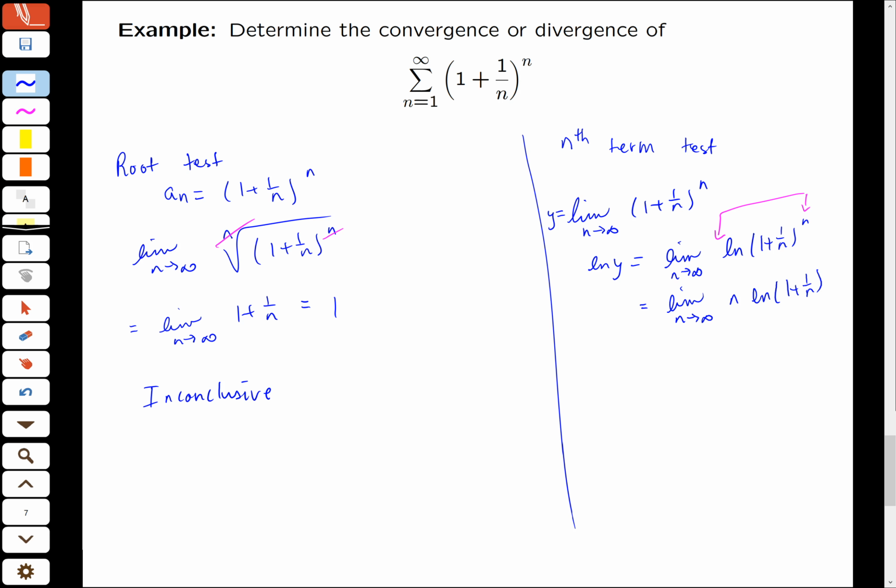And then we're trying to use L'Hopital's rule in this case, so I have to make it into a fraction. So I'm going to take that n and put it in the denominator as 1 over n. Now, what happens to the numerator? As n goes to infinity, 1 over n goes to 0. So we get the natural log of 1, which is 0. And the denominator goes to 0. So apply L'Hopital's rule.